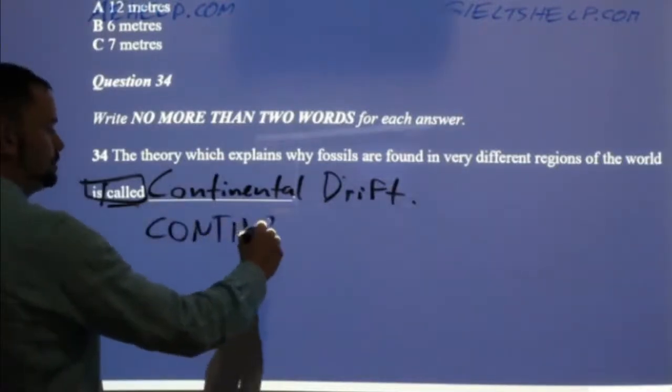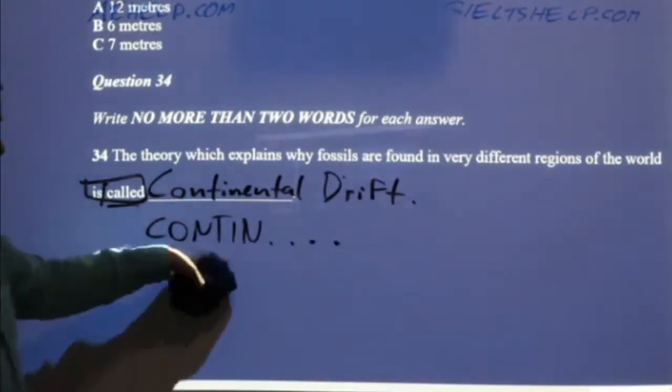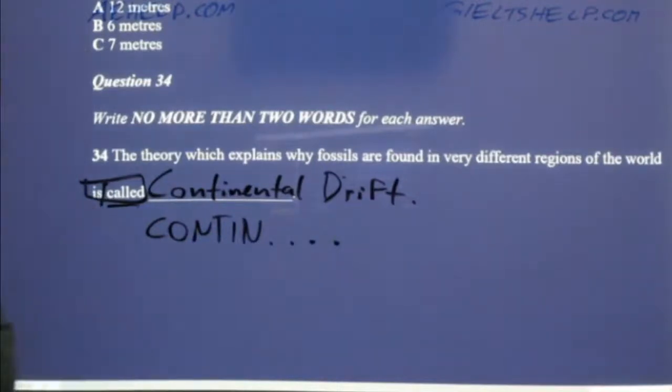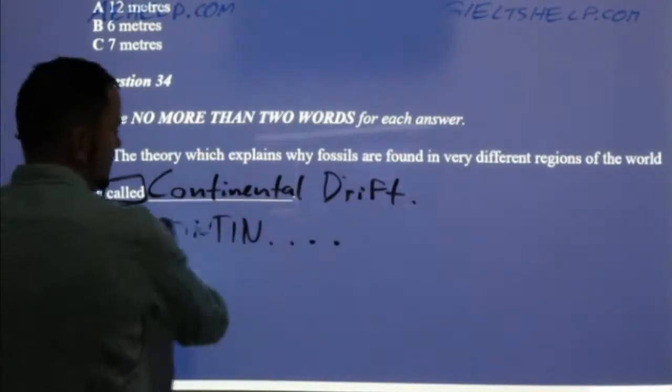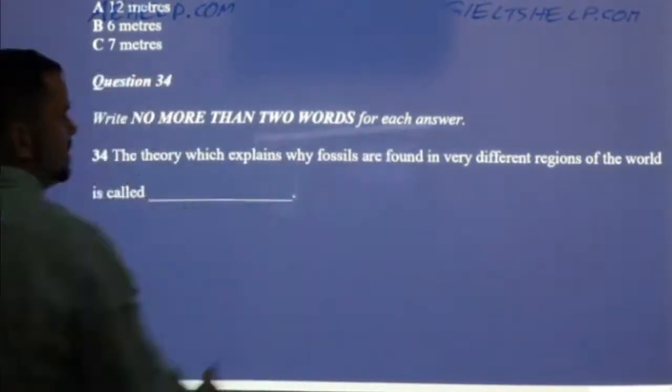Now, make sure that your spelling is correct and only do that when you're transferring the answer to the answer sheet. Otherwise, you'll miss the next questions because it's going to take you so long to write it. All capitals, that's why I gave up. Okay, so continental drift.